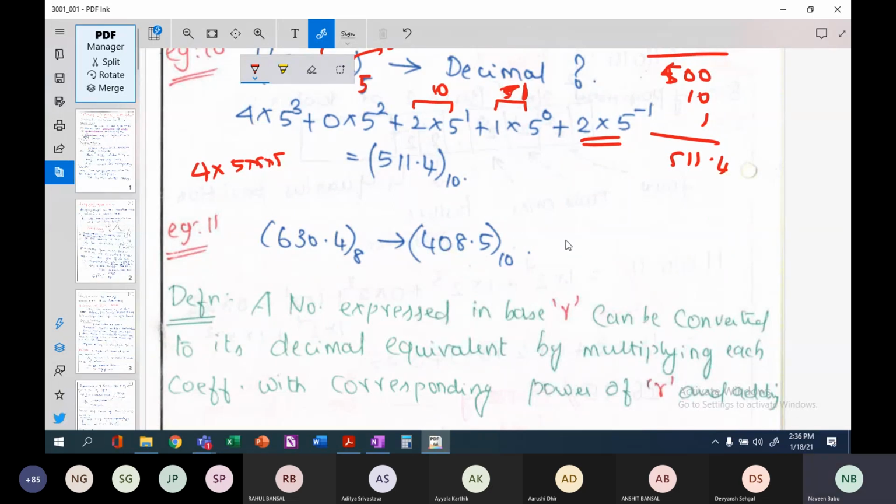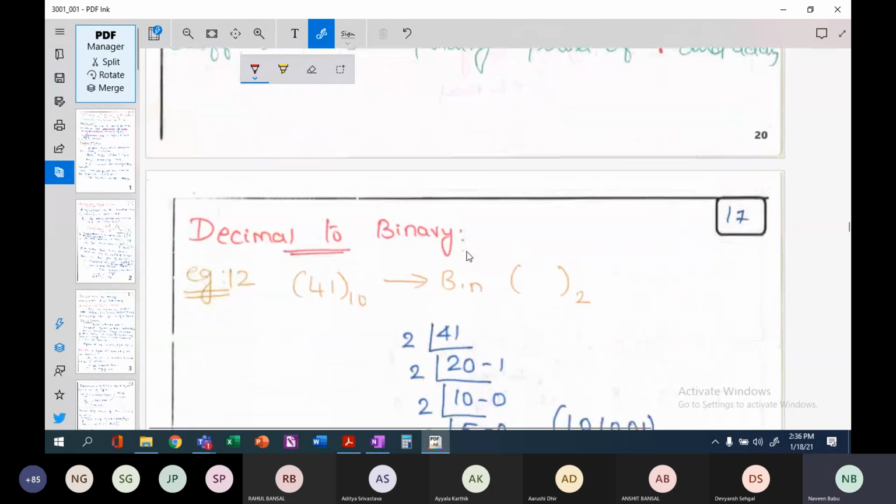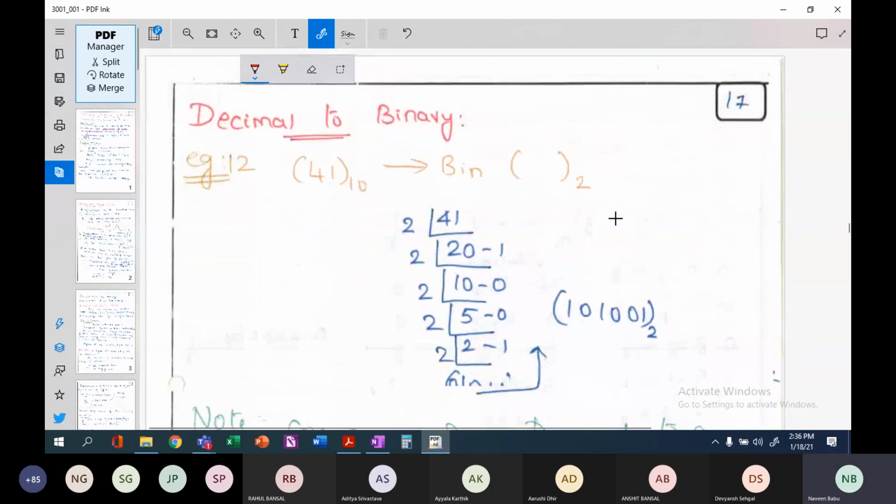Any doubt in conversion from any base number to decimal number? Okay. All right. Now let us move from decimal to binary number. I mean, this you must have studied in your lower classes. 41 to the base 10.